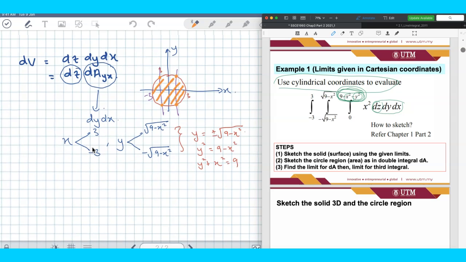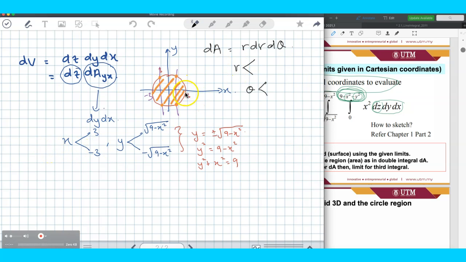Okay, so from here, since they ask you to solve using polar, now your polar is r dr d theta, isn't it? So you can determine straight away the limit of r and the limit of theta using the region that you have sketched. So r, you know that the highest r is 3, the smallest r is 0, because we know that r equals 0 is the origin, and you can see that the origin is also part of the circle in the region. So r is 0 to 3.